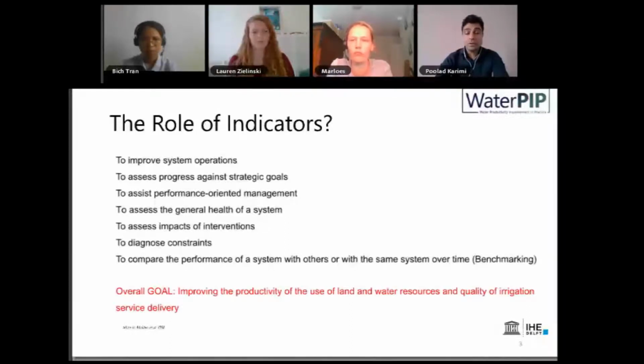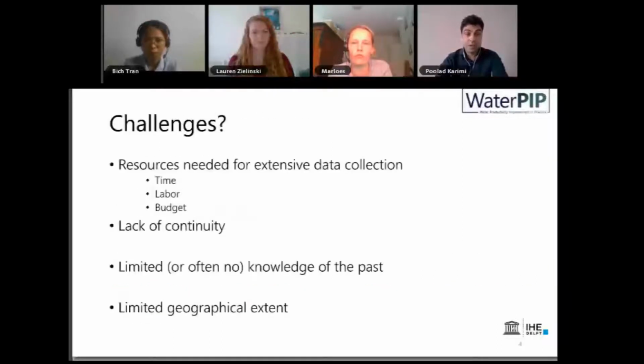The overall goal of doing all these is to improve productivity of the use of land and water, and also make sure that the quality of service delivery of irrigation is there. So these are why we do these sorts of indicator-based operations and indicator-based corrections.